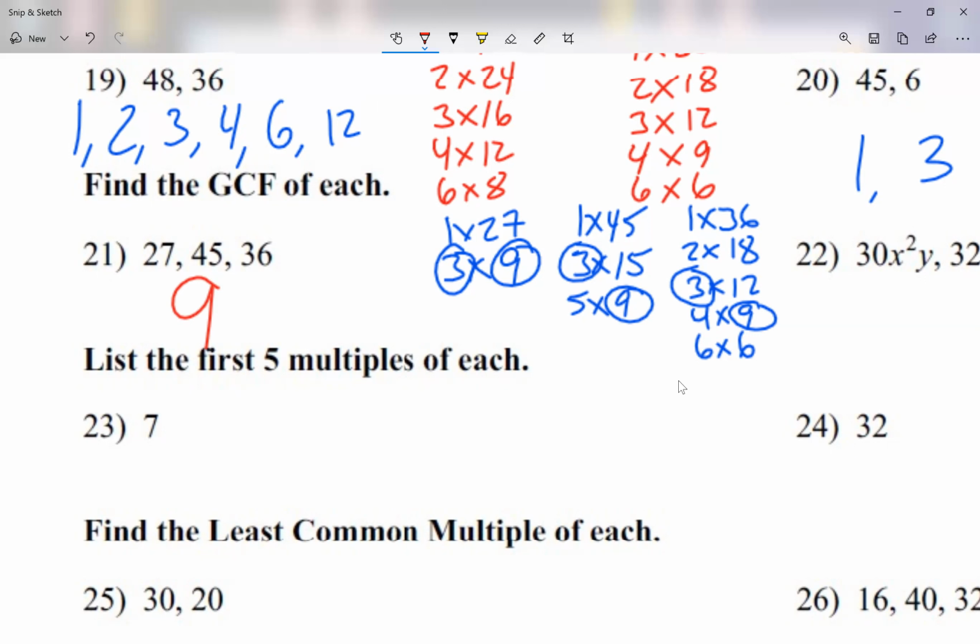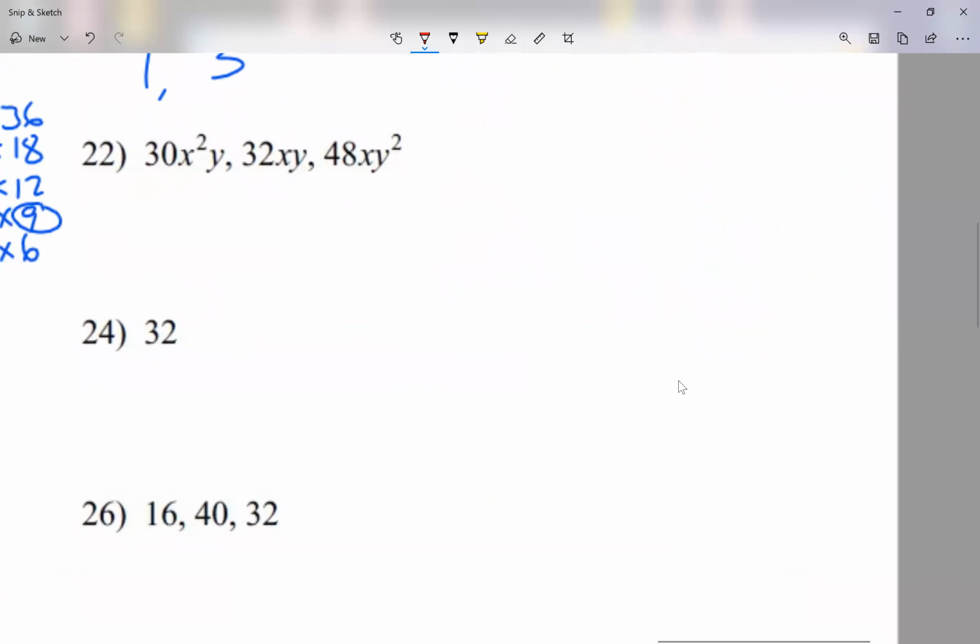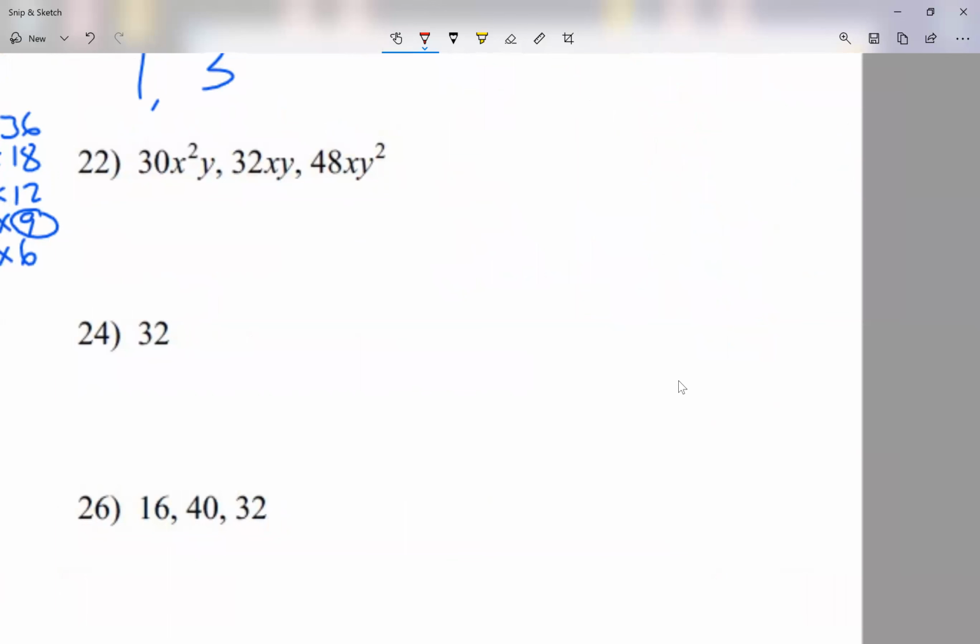Greatest common factor. Okay, in question number 21, I didn't have letters, so that's fine. But then I also introduced you to letters. So number 22, we're going to include letters. To begin with, again, let me do the work in blue. Let me find the greatest common factor of my numbers first. I'll deal with the letters at the end.